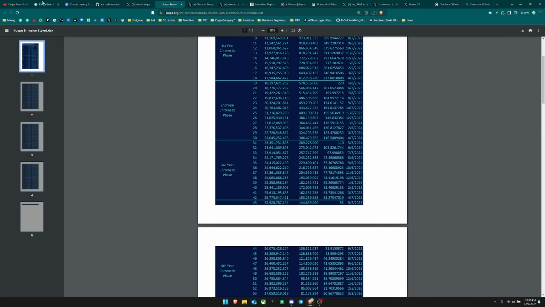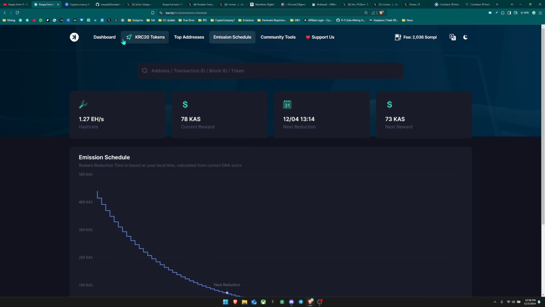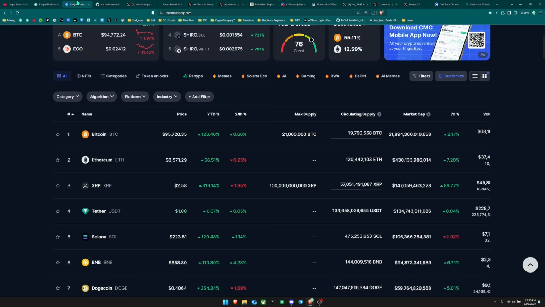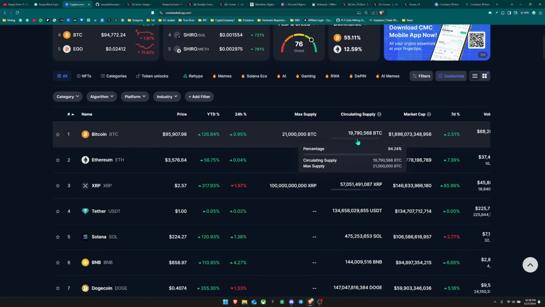And that's why today, as of recording, the current supply of Kaspa is sitting at 25 billion and it's only been around since 2021. And this is equivalent to about 88% of the supply already in existence. And if we compare that to Bitcoin, you can see that Bitcoin already has 94% of the supply already in existence. And so Kaspa and Bitcoin are pretty much very close together when it comes to how much of the supply is currently circulating and how much is left to be mined.